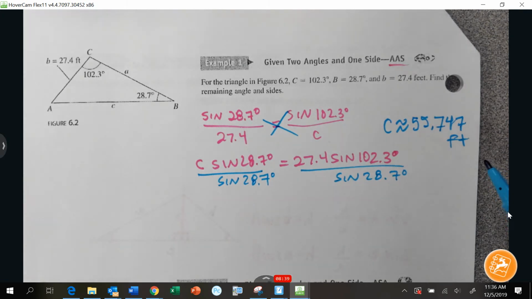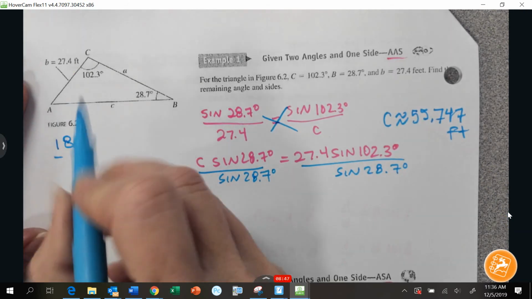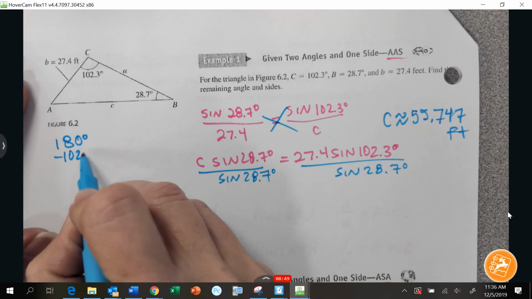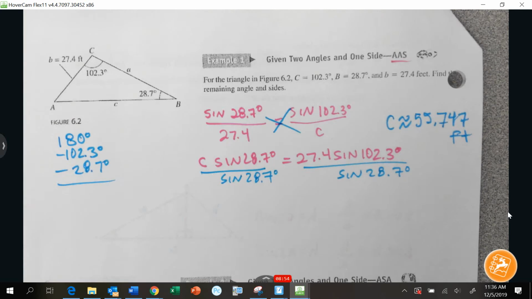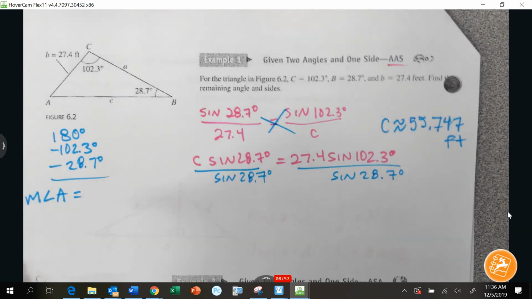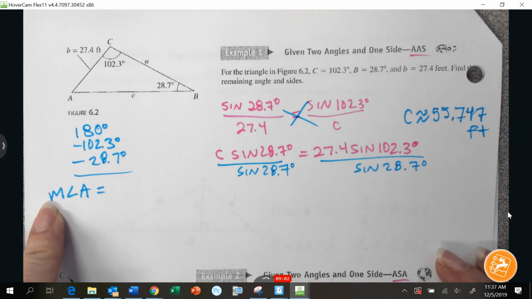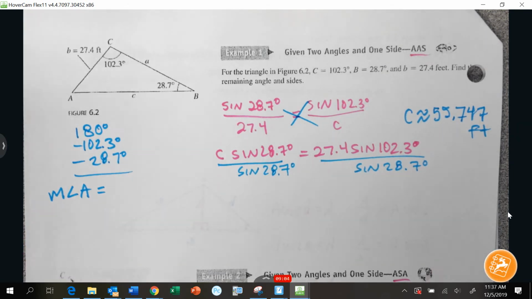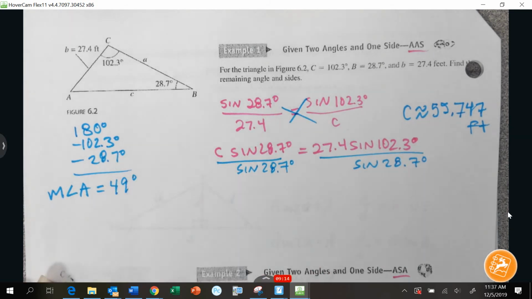How could I find that missing angle? 180 degrees, subtract off 102.3. I don't know if this is what you're saying, Neil. I couldn't hear you. Minus 28.7. And I will get the measurement of angle A. Remember when you write measurement of angle A, sorry, little geometry review for you, it's like a little M, angle A. Wow, 49 degrees exactly.